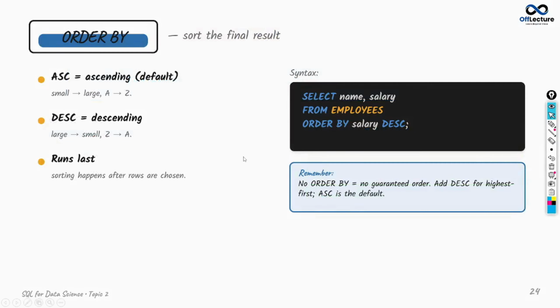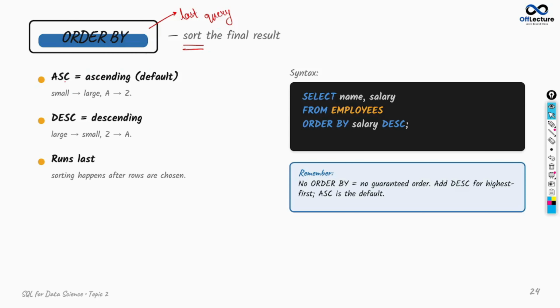Now comes the ORDER BY. ORDER BY is used to sort the final result. Sorting means either you want the result in ascending order or in descending order. This is one of the last statements that you write while executing a query. So if you want to sort your result, you use the ORDER BY statement.